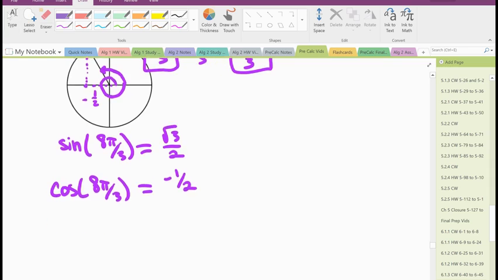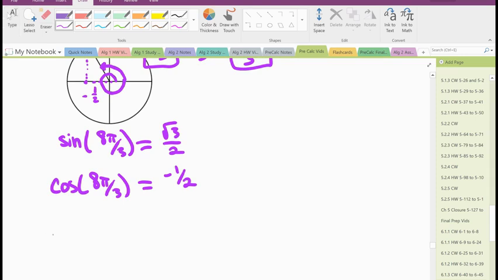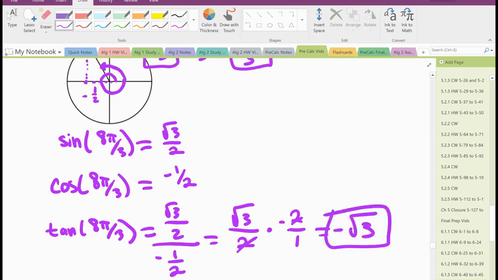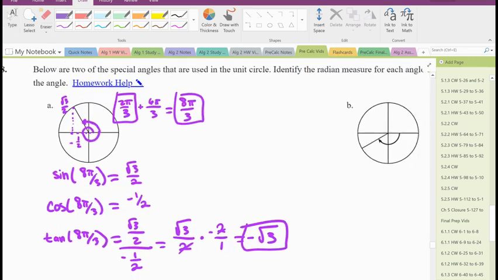Then the tangent, a little more challenging, is sine over cosine. So tangent of 8 pi over 3 equals root 3 over 2 over negative 1/2. I'm going to change that division of fractions into multiplying by the reciprocal. The 2's cancel out and leave me with just the negative square root of 3. So that's sine, cosine, and tangent of 8 pi over 3, which is that first one.